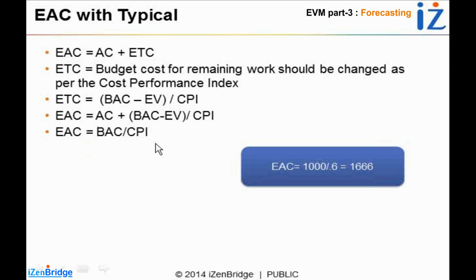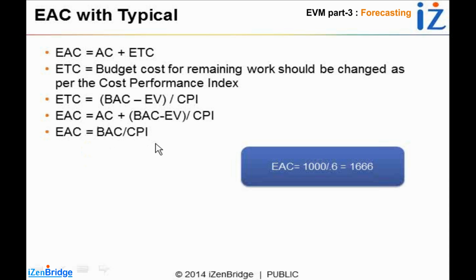So in our case, since we had 0.6 as our cost performance index, if we divide our 1000 budget by 0.6, we get 1666 as a revised EAC. You can also link it with the cost variance in percentage terms. We were saying that we are 66.6% over budget. So if you think of that, this is also a clue that the estimate at completion is going to be 1666.